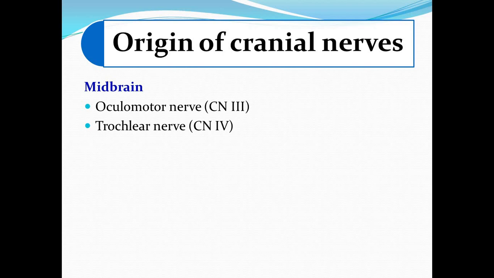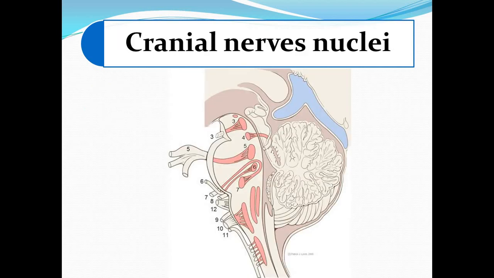The cranial nerves that are originating from the midbrain are two pairs, the oculomotor and the trochlear, number 3 and number 4. This figure shows the nuclei of the cranial nerves at the brainstem. So we have 3 and 4 in the midbrain. We have 5, 6, 7, and 8 at the pons, and 9, 10, 11, 12 at the medulla oblongata.